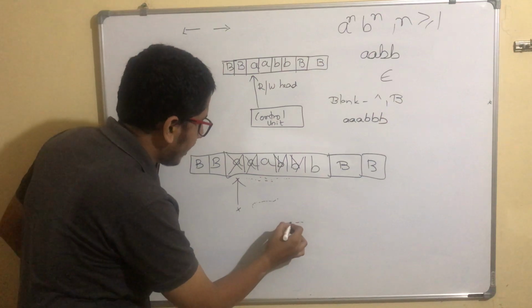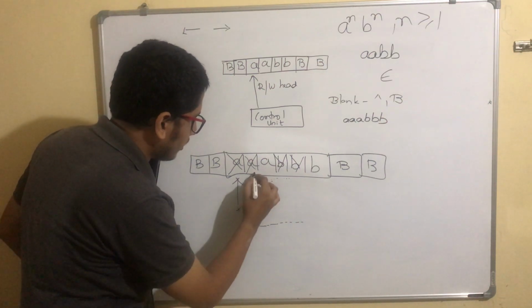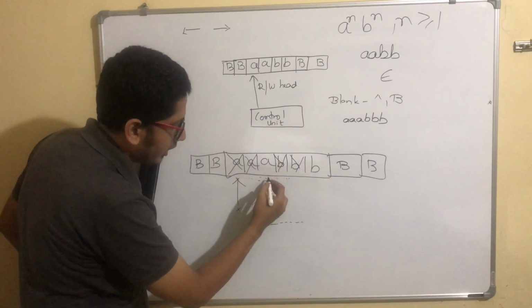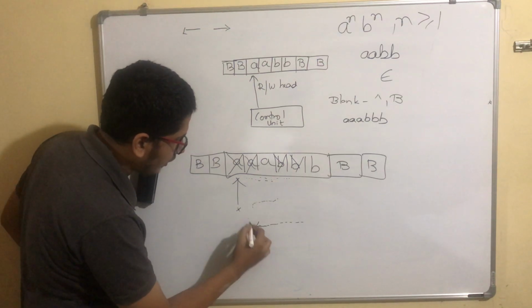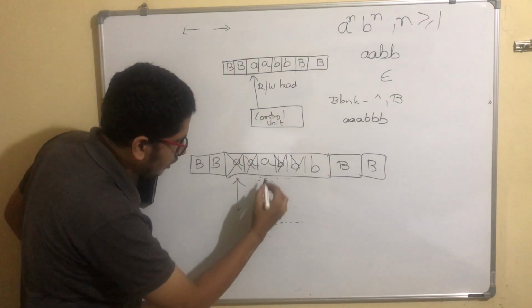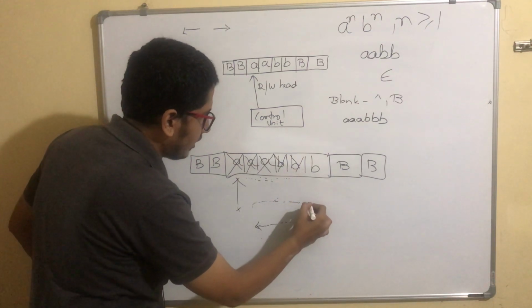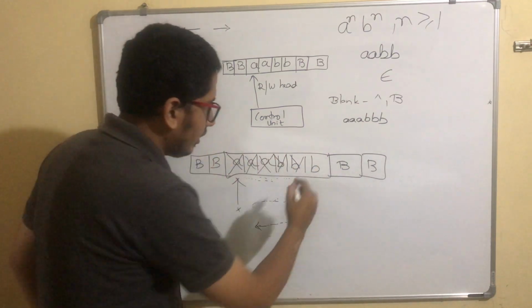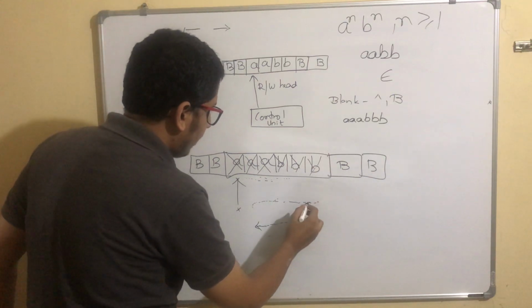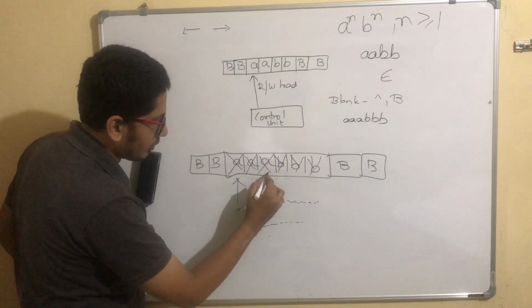Then again it will come back till the first X. Now this is the first X. So next to it, it will come till here, till left. Then it will go again, start moving right. So this is the unmarked A. It will mark it as X. Then again start moving towards right. Then this is the unmarked B remaining. It will mark it as Y. Then again come left till the first X.